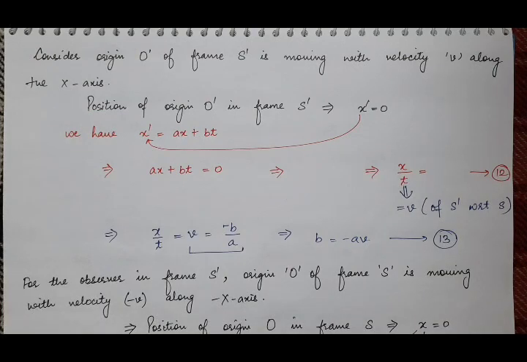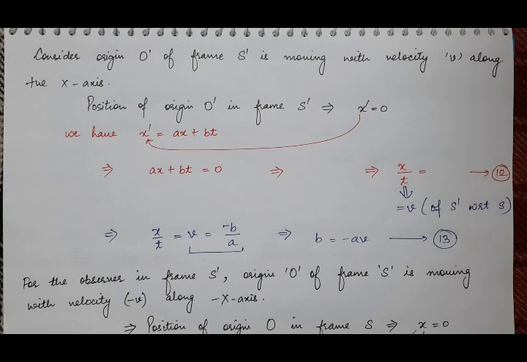So now we have 3 equations, equation 10, equation 11 and equation 12, but the unknowns are 4 and equations are 3. So now from these 3 equations we have to find the values of 4 unknowns, that is a, b, e and f. Then we will be able to calculate the relation between x dash and x and t dash and t, and we will get Lorentz transformation equations.